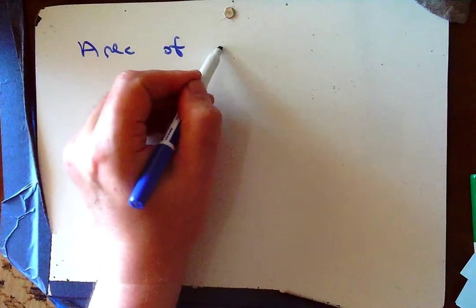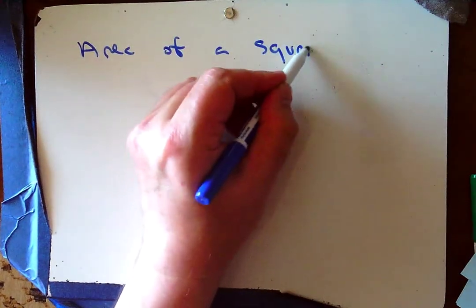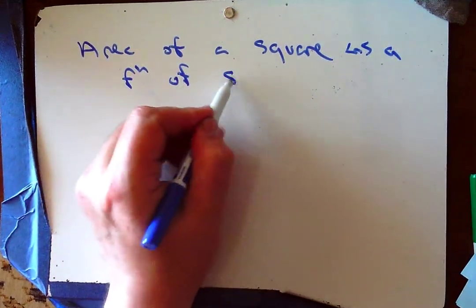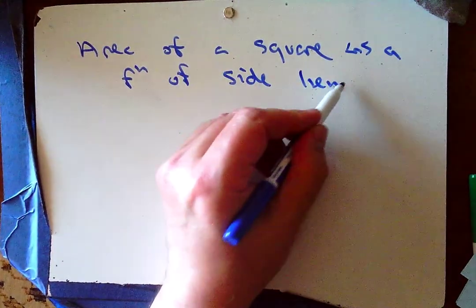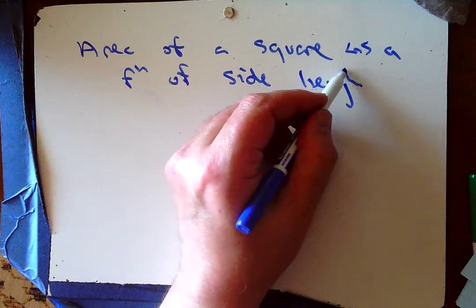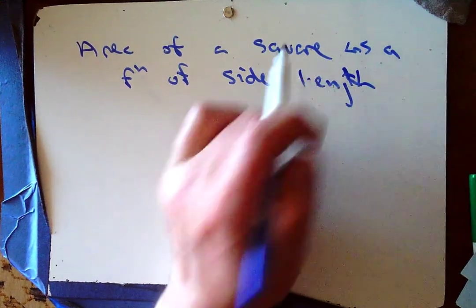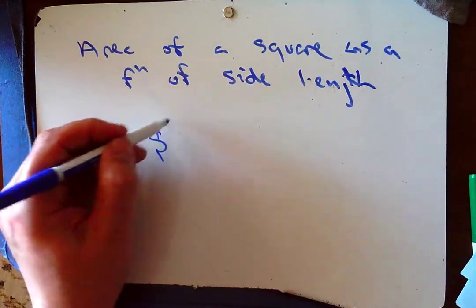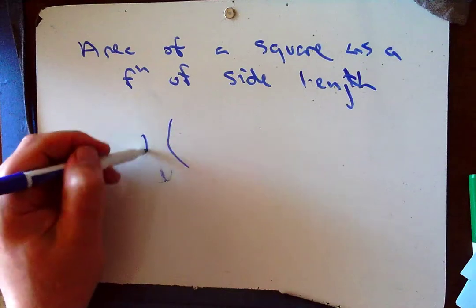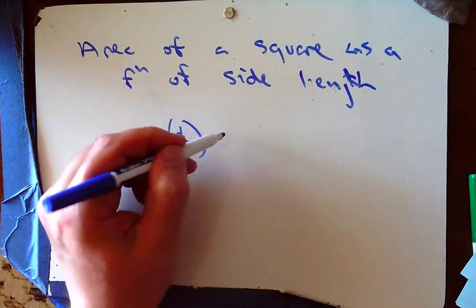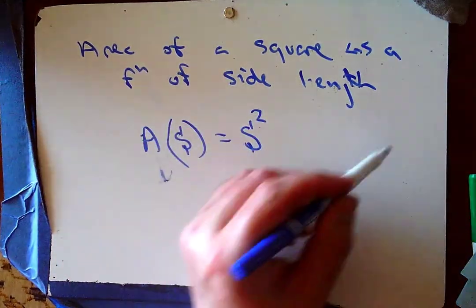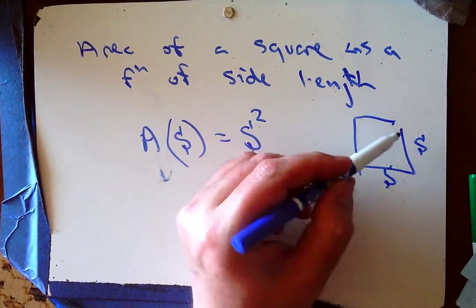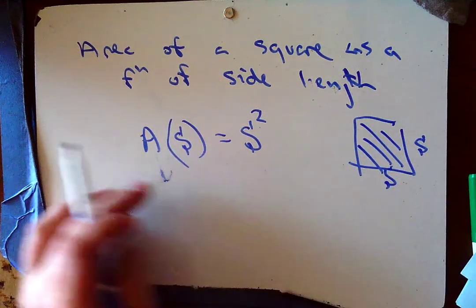Area of a square as a function of side length. Well, again, that's pretty straightforward. Area of a square, area as a function of side length, is just side length squared. We know if we have a square whose sides are s, this area is simply side squared.